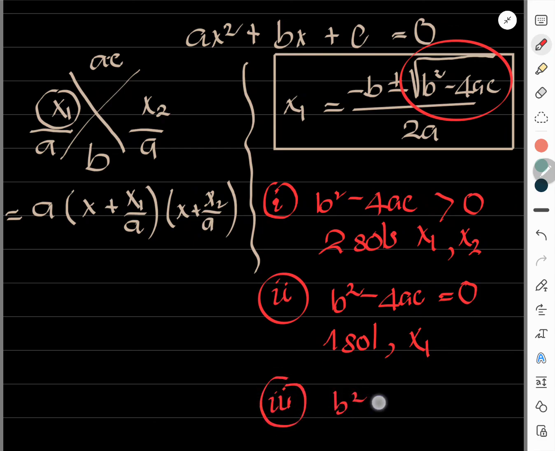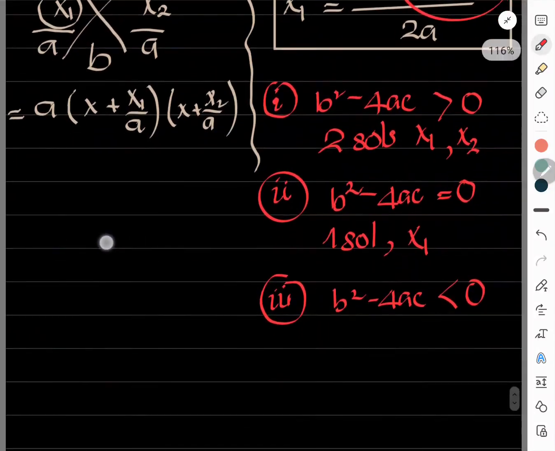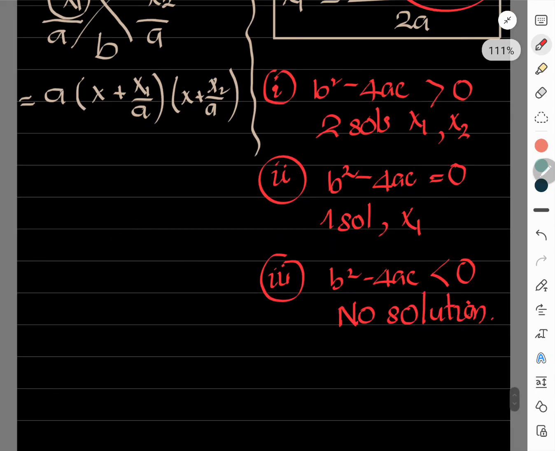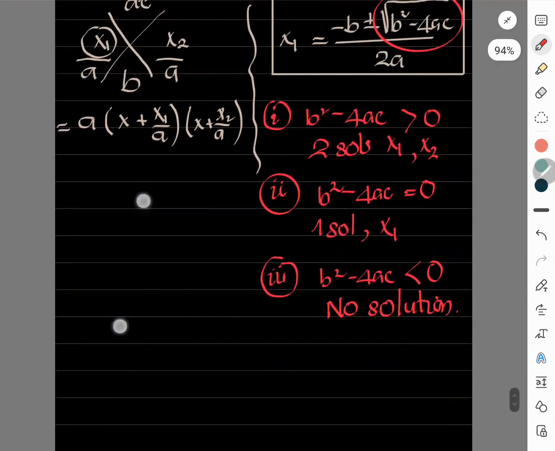When b squared minus 4ac is negative, we have no solution, because everything inside the square root cannot be negative. All right, that's it. The video will end now.